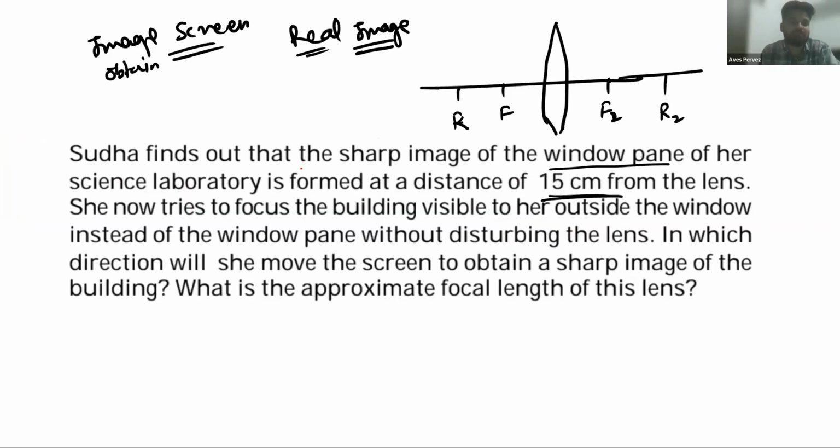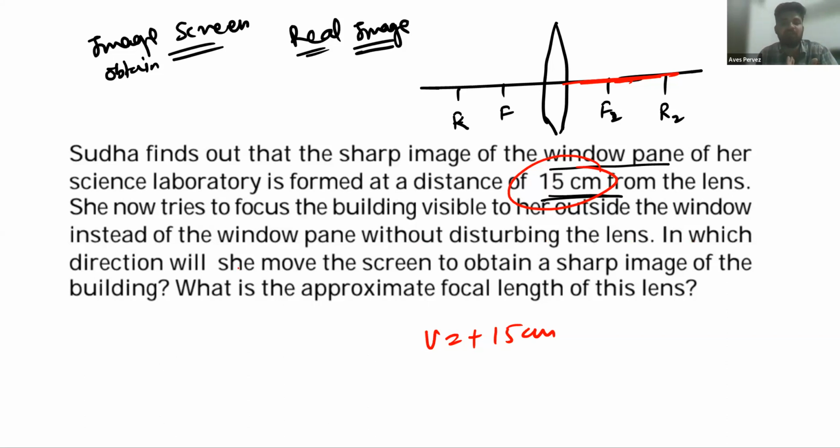Sudha finds the sharp image of the window plane in her science laboratory at a distance of 15 centimeter from the lens. Now v is given to you, that is 15 centimeter. Because it is a lens, the image will be formed in this region, so it is taken as a positive distance from the lens.